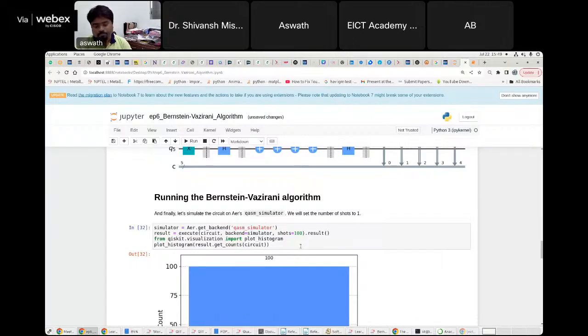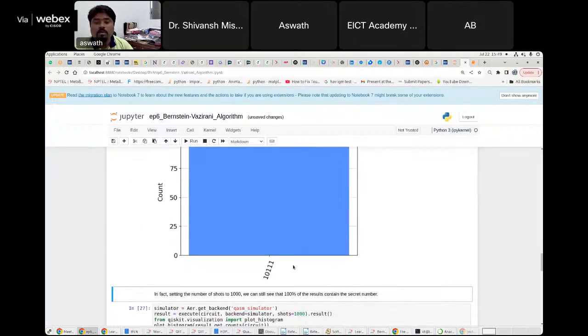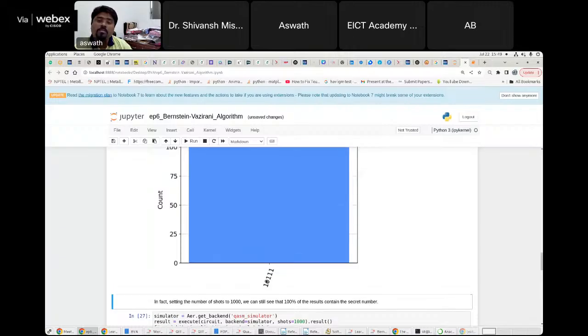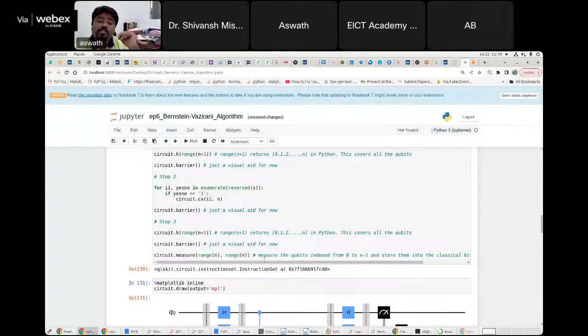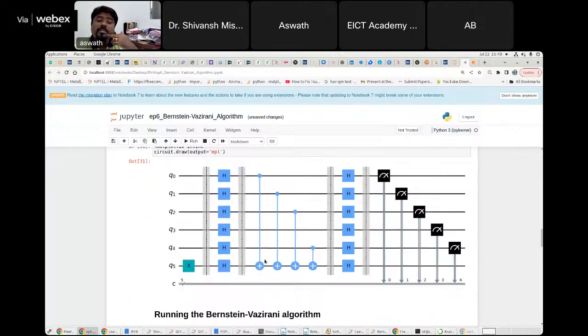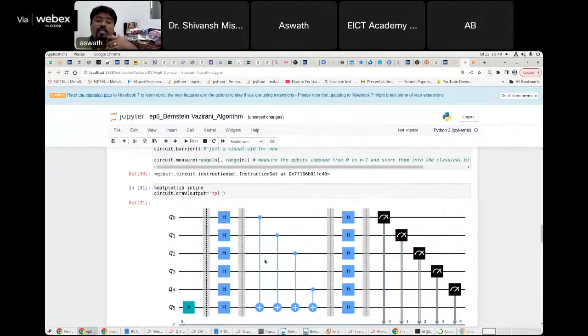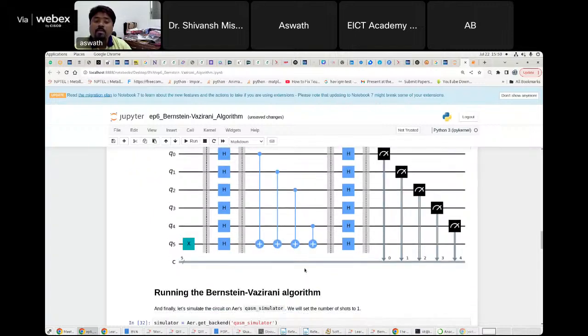So the moment you run the count, you see you are getting the output 11101. So this is how the nature of the errors in the system could be easily determined using this kind of circuit.